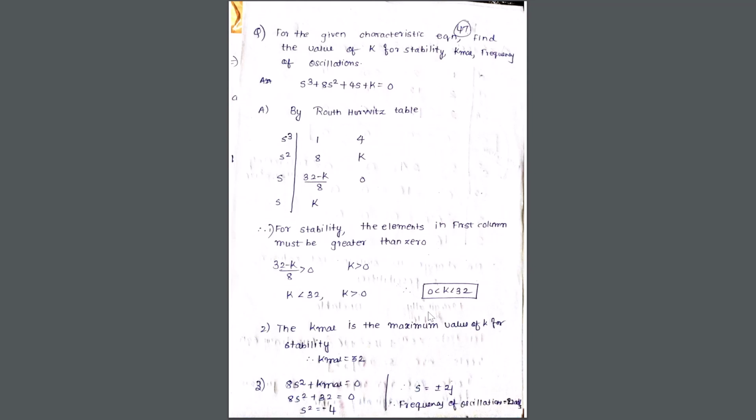So when an equation is given to you in such a way, find out whether there is any missing term and whether it's in descending order or not. If it is, just solve the table. The first column should have all the same sign. Hence, taking these values to be greater than 0, find out the maximum value of k, which is the marginal value of k. Then find out the frequency of oscillation. I hope I'm very clear with this.